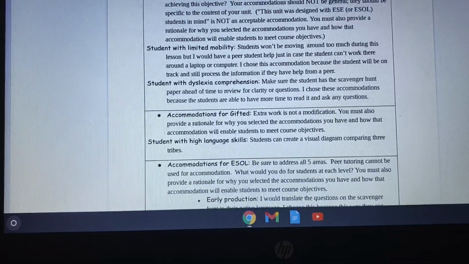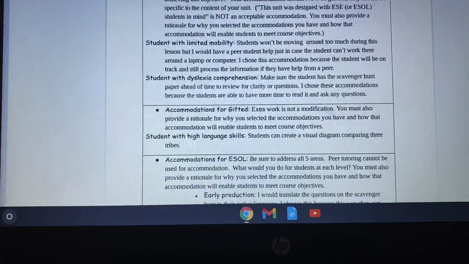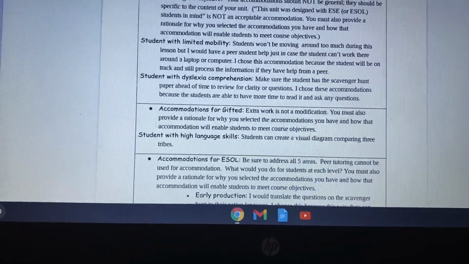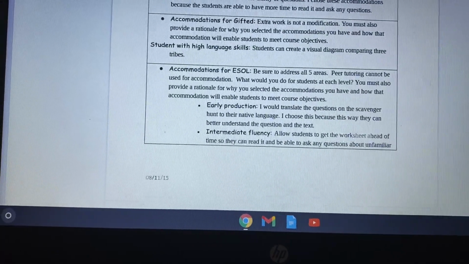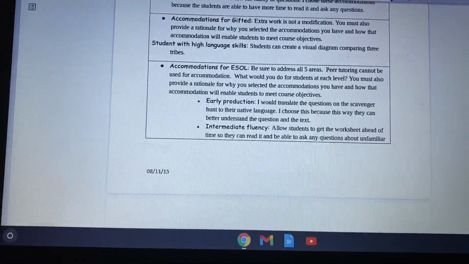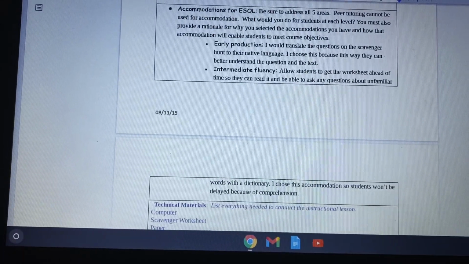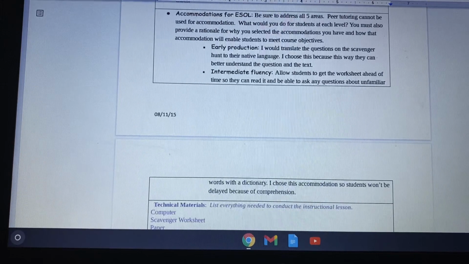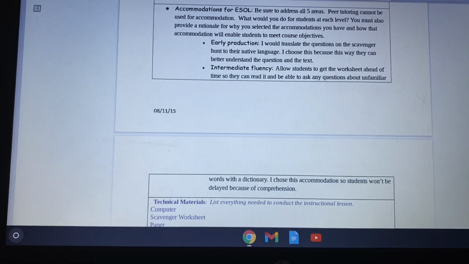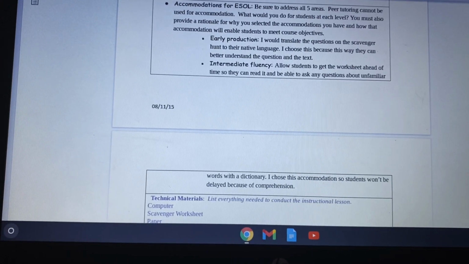I chose this accommodation because the student is able to have more time to read it and ask any questions. For gifted students with high language skills, I said students can create a visual diagram comparing 3 tribes. And then for ESOL, early production, I would translate the questions on the scavenger hunt to their native language. I chose this because this way they can better understand the question in the text.